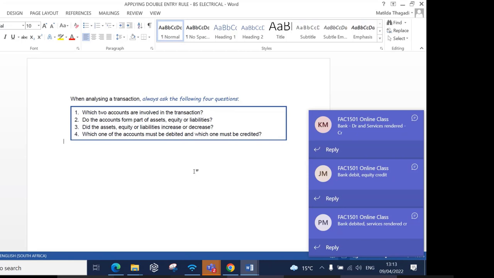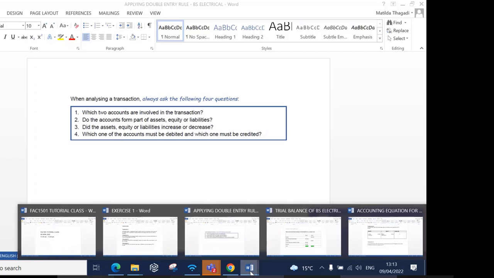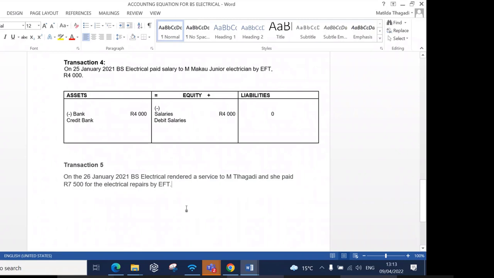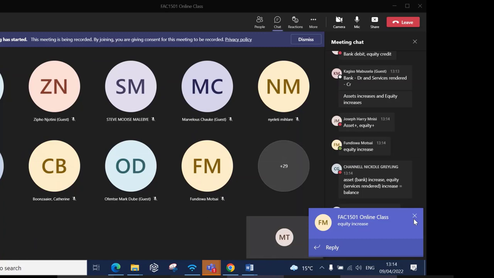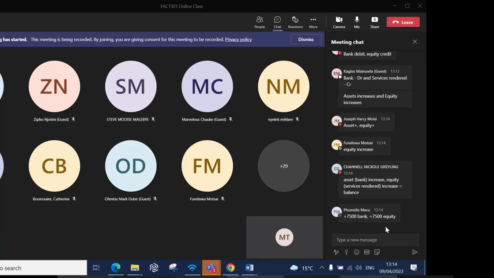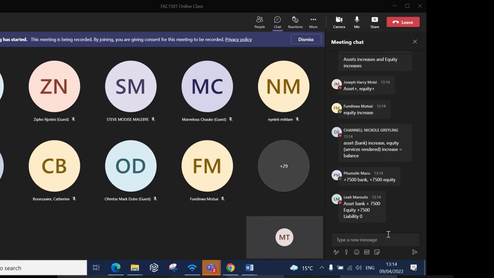The last step that I want us to do here is: how will this affect the accounting equation? Well done, guys. Asset, bank, plus 7,500. Income increases equity, plus 7,500, and liability will be plus zero. That will balance our accounting equation, guys.